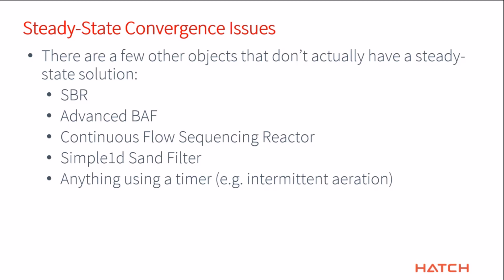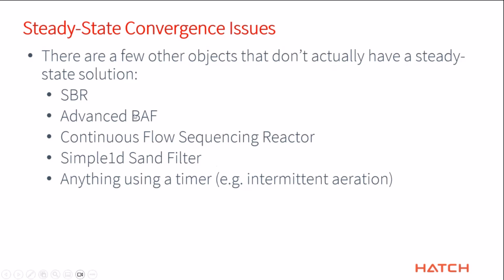Okay, so there's a few other objects that you'll find don't really do anything at steady state because they don't really have an actual steady state. An SBR, sequencing batch reactor, is a perfect example of that. It is something that is continuously changing all the time. The whole system doesn't really equilibrate to a continuous steady state, because of course it's settling and then it's mixing again and then it's aerating and then it's decanting. So things are always changing. There's a number of things like that.